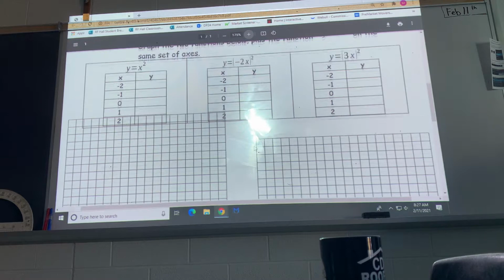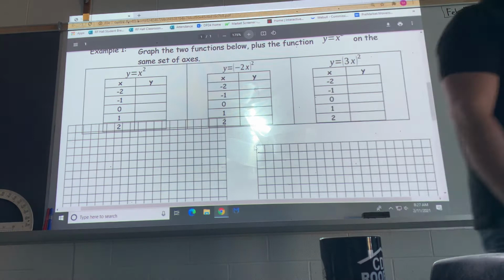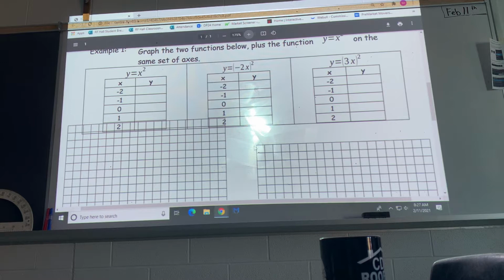I didn't give any examples for the A value. One second. I just realized that all my examples are with the K value.